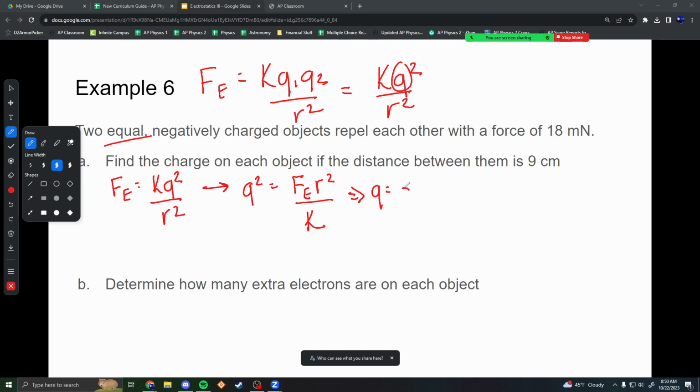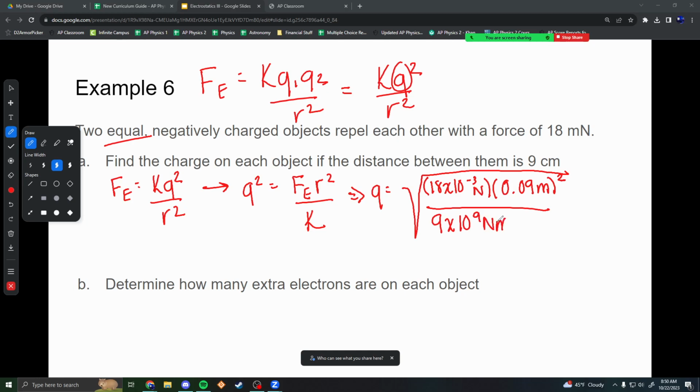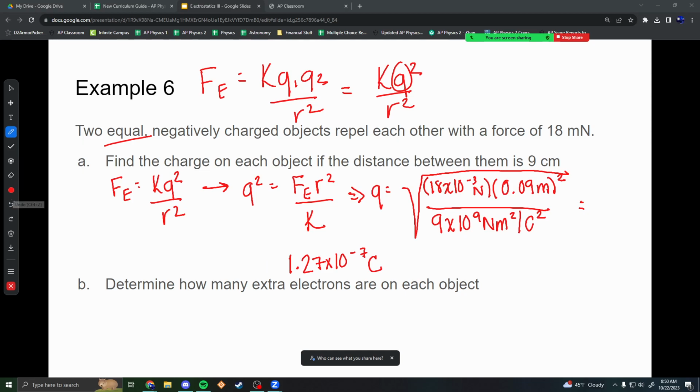So q is going to be equal to the square root, and I'm going to just plug numbers in at this point, and not rewrite this again. This is 18 times 10 to the negative 3 newtons. R is 9 centimeters, so that's 0.09 meters squared, divided by our electrostatic constant, which is 9 times 10 to the 9 newton meters squared per coulomb squared. And you will get an answer of 1.27 times 10 to the negative 7 coulombs. But remember, these charges are negatively charged, so this should be negative. Okay, so that's easy enough.